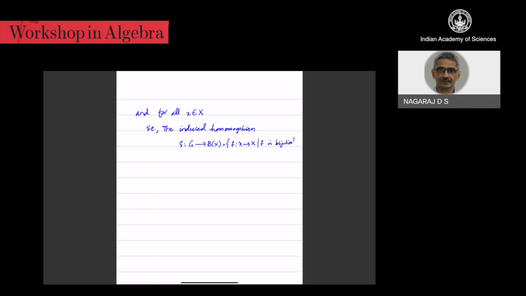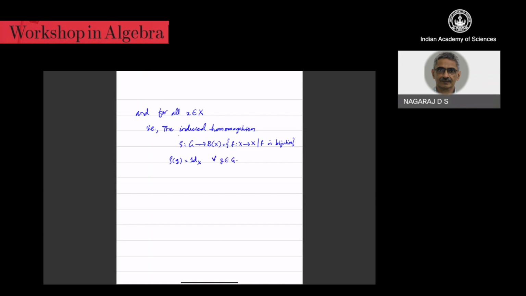Last time I mentioned that giving an action is equivalent to giving a homomorphism. So given any action, I will always get a homomorphism from G to the set of bijections. And conversely, if I have a homomorphism, I get an action of G on the set X. So given an action, I have a homomorphism from G to the bijections of X. This is trivial, that is, rho of g is equal to the identity of X, the identity bijection, for all g.